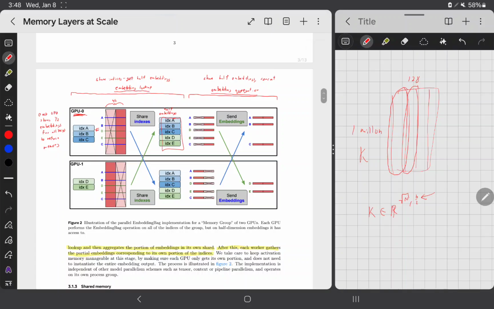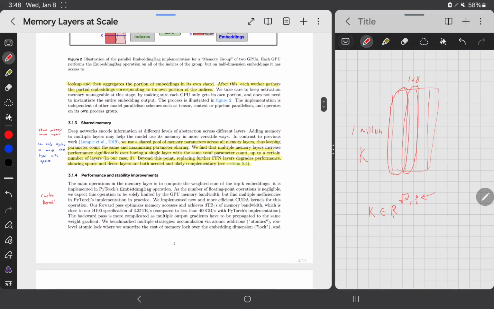Basically, you're just storing a part of the dimension, and you send the indices to the GPU, and the GPU will send you back a partial embedding for those indices for your massive K matrix.